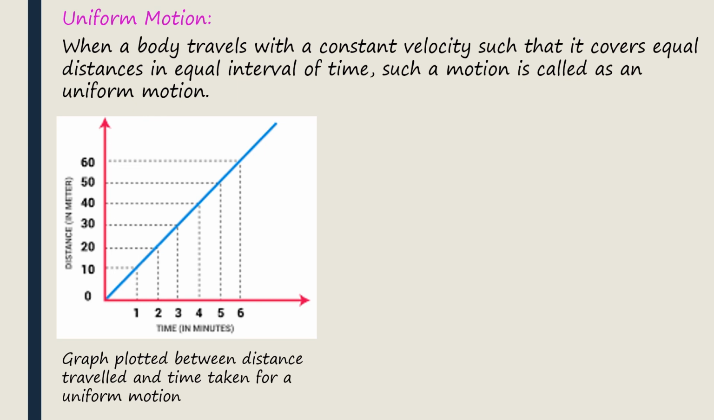So see this example. This is a graph which is plotted between the distance traveled and the time taken. Okay, so time taken, जति time हुँदै जान्छ, time interval र distance मा हो. And for a uniform motion, you get a straight line like this.